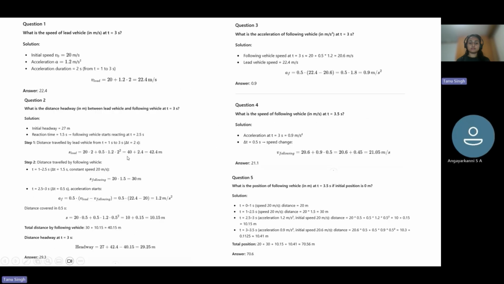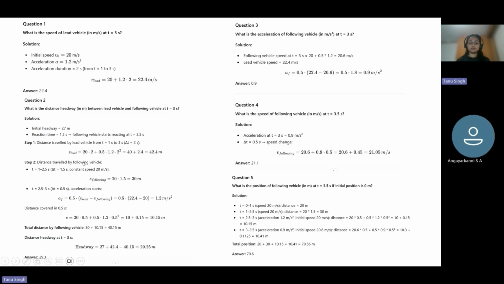So the distance traveled by the lead vehicle from t equals 1 second to 3 seconds, that is 2 seconds, is calculated as Vt plus half At square. So V is 20, time is 2 seconds, plus half, that is 0.5, and At square, so A is 1.2 and t is 2. So we get 40 plus 2.4, we get 42.4 meter.